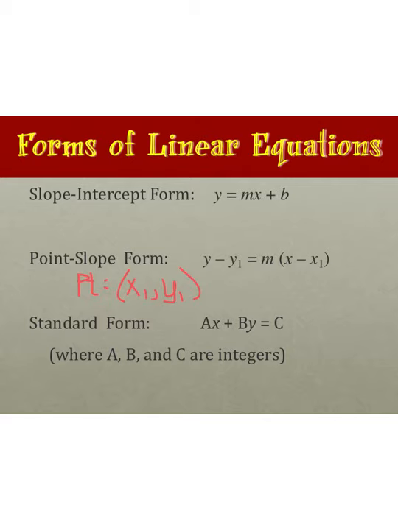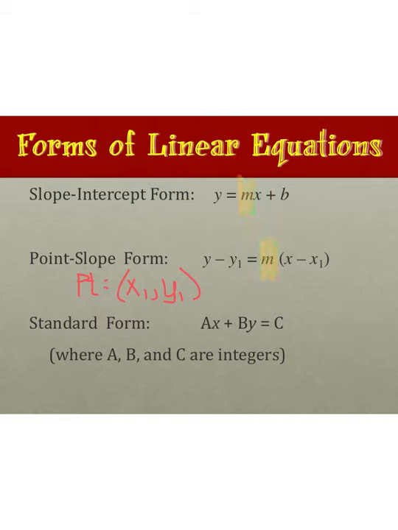And then the last one is ax plus by equals c. That's standard form. A, b, and c are all integers, so no fractions, no decimals. All right, so notice a couple of things here. When you have slope-intercept form, m is in the equation. Point-slope form, m is in the equation. Let me highlight that a little bit better.